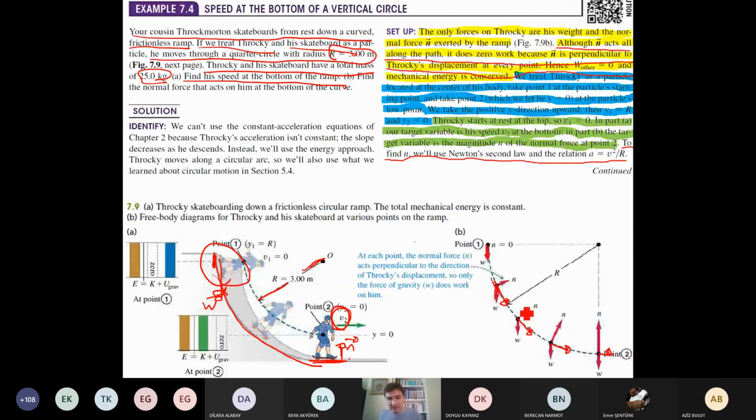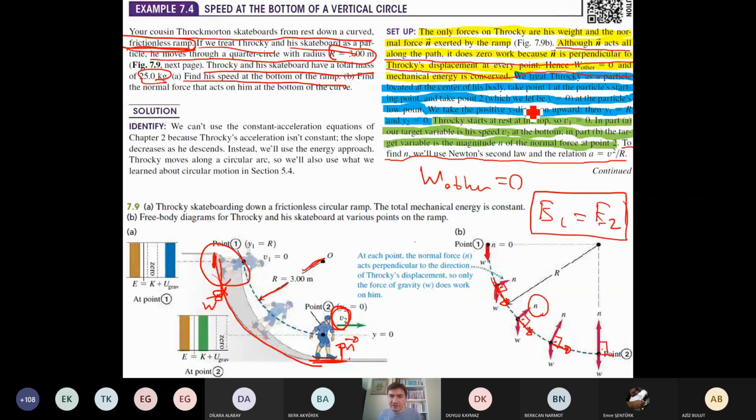So what do you see here? That this normal force is always perpendicular to the displacement. For this reason, there is no work due to the normal force, okay? F other is 0. And we have also considered that this surface is frictionless. Then W other will be 0, and the total mechanical energy will be conserved, okay?